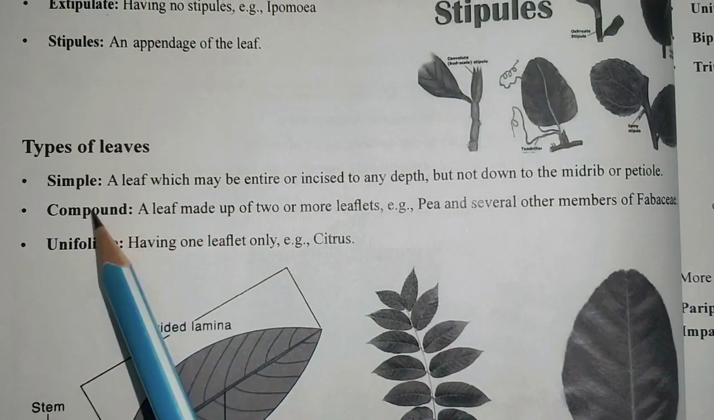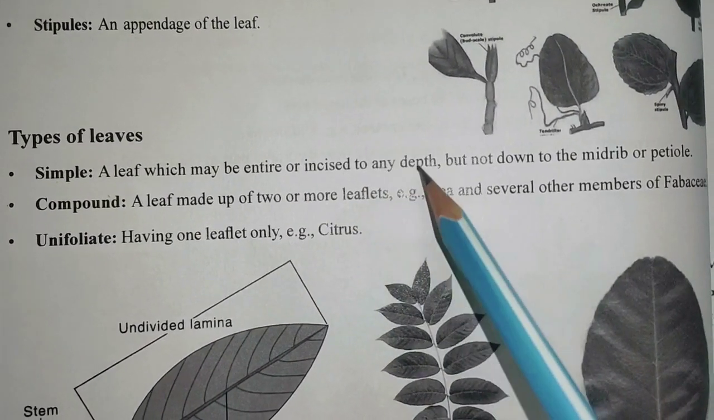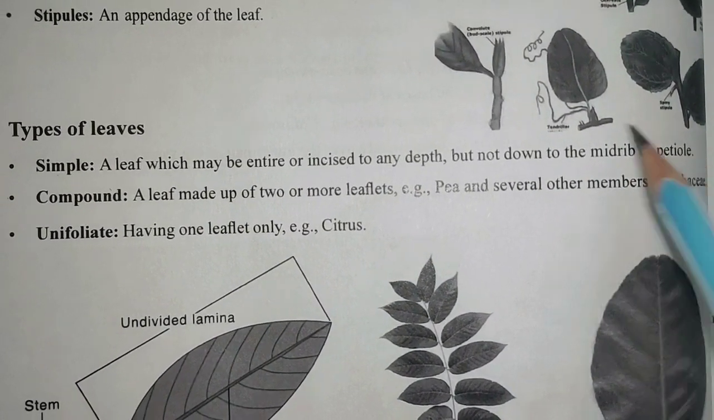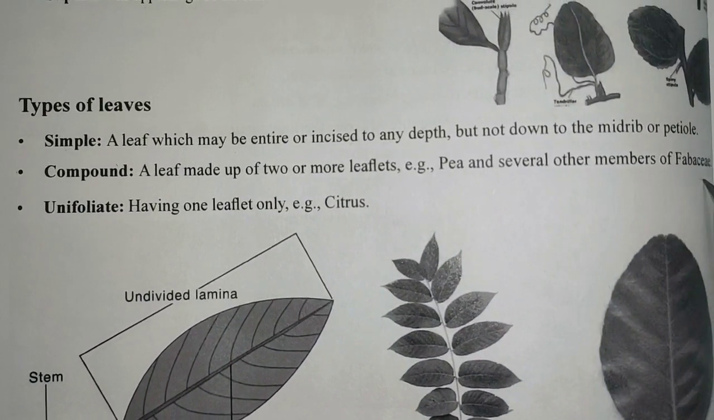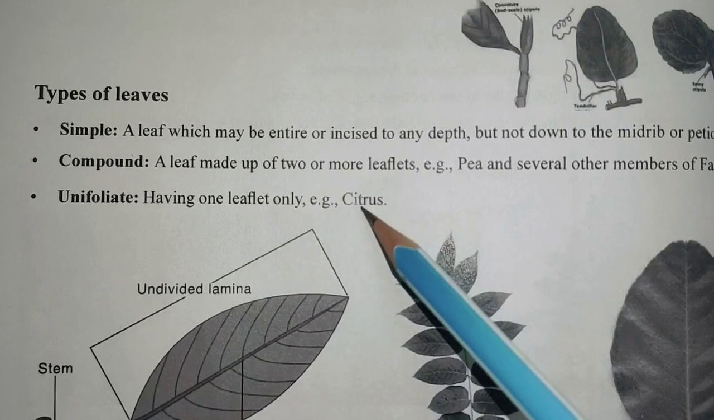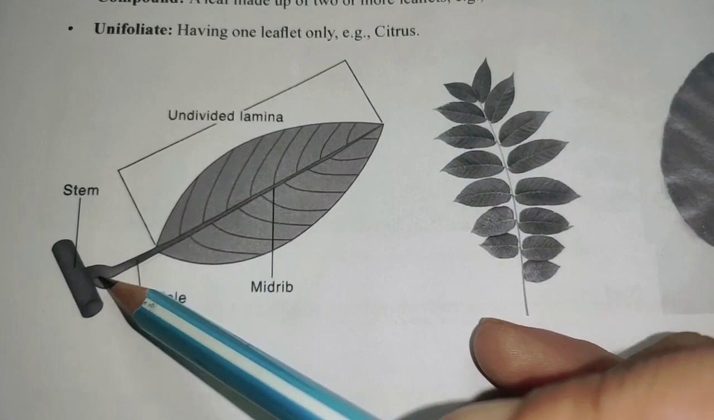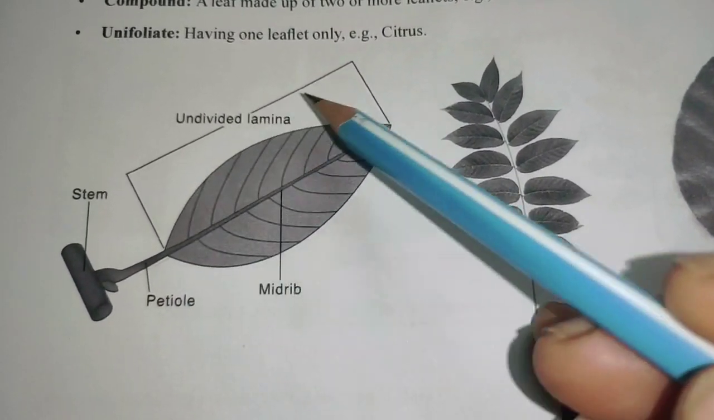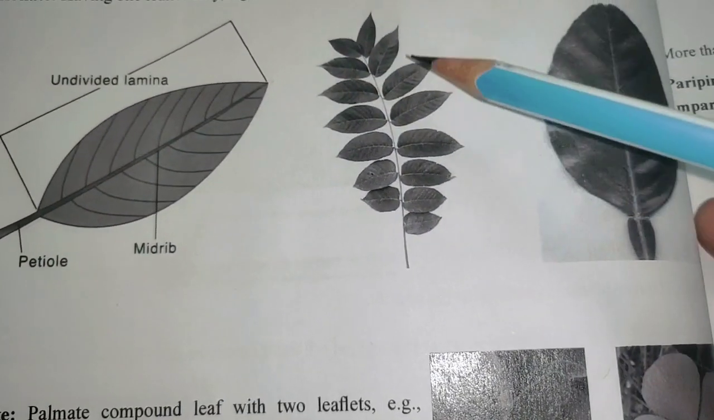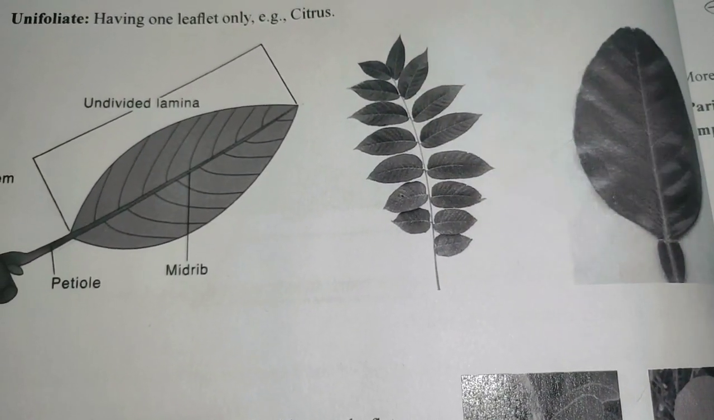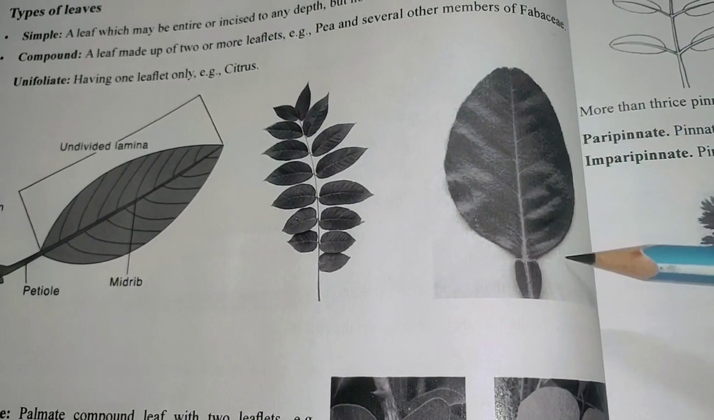Types of leaves: simple leaf, compound leaf. Simple leaf: a leaf which may be entire or incised to any depth but not down to the midrib or petiole. Compound leaf: a leaf made up of two or more leaflets, for example pea and several other members of Fabaceae. Unifoliate: having one leaflet only, for example citrus. This is the simple leaf, in which only a single leaf is attached to the stem. Undivided lamina, petiole and midrib. This is veins, this is apex, and this is the compound leaf, in which many leaflets are arranged in a manner. And this is unifoliate, only one leaflet present.